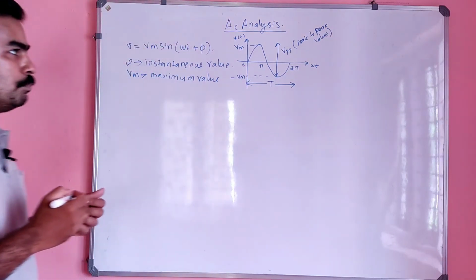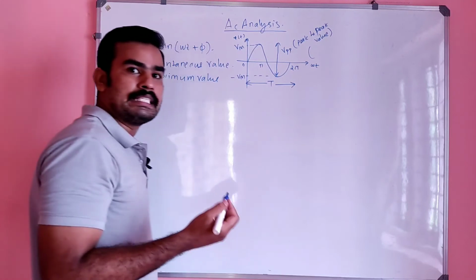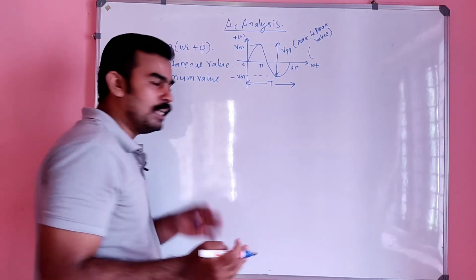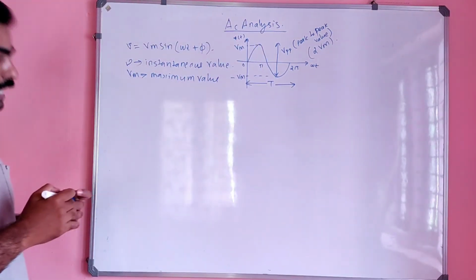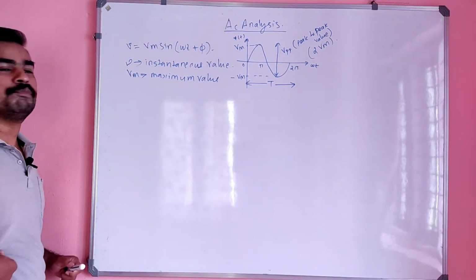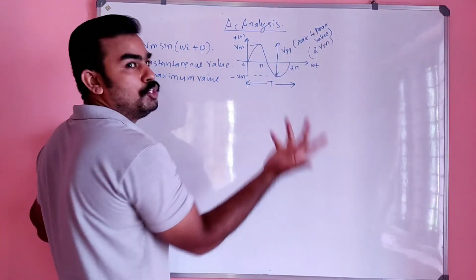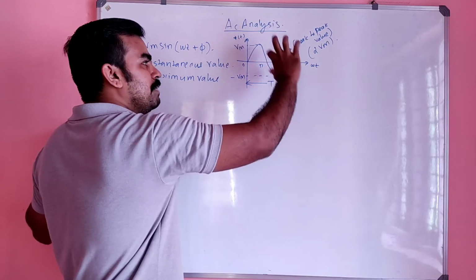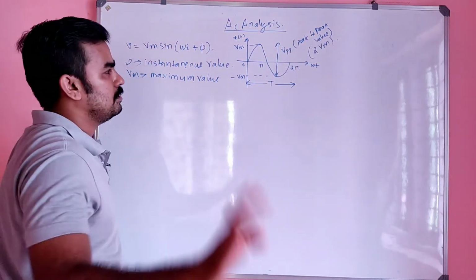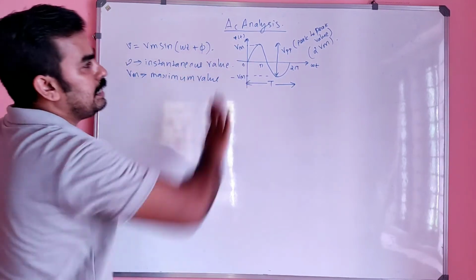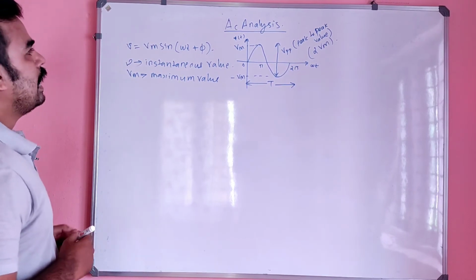Or it is nothing but peak to peak value, V peak to peak. Its value will be the final value minus the initial value, or simply 2Vm. So peak to peak value is nothing but 2Vm, right? That means this value minus this value is equal to 2Vm. Up to here it is Vm, and again up to here it is Vm. So the total will be 2Vm.